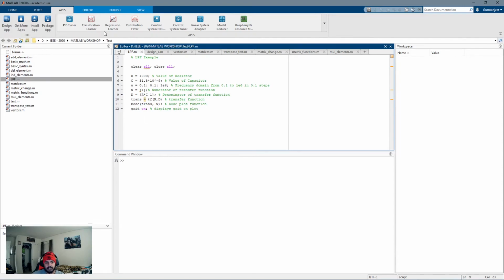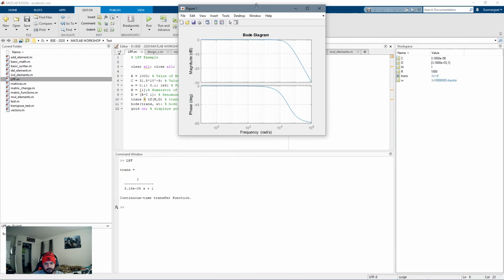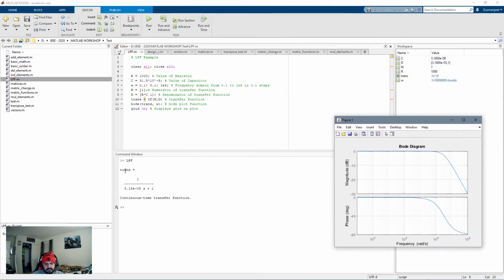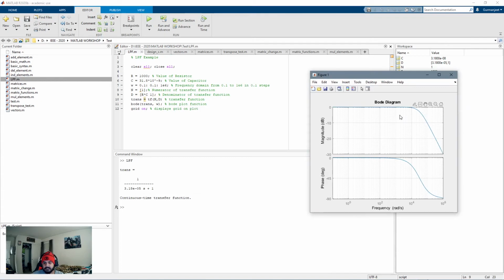So what I can do right now is go to editor and run. While we wait for it to compile the Bode plot, which it just did, as you can see, trans is going to be set to the transfer function that we actually found through our calculations. So as you can see right here, this is the transfer function. And now that we have sent it into the Bode function, we can see the Bode plot right here. This is the dB scale magnitude and the phase plot.